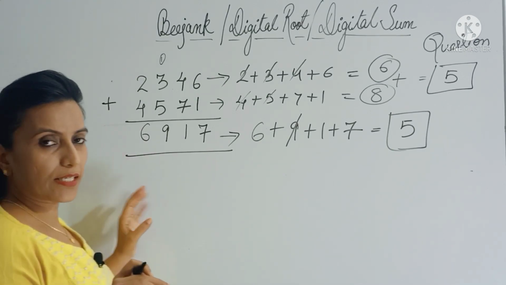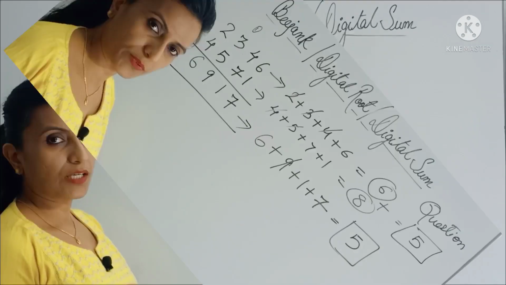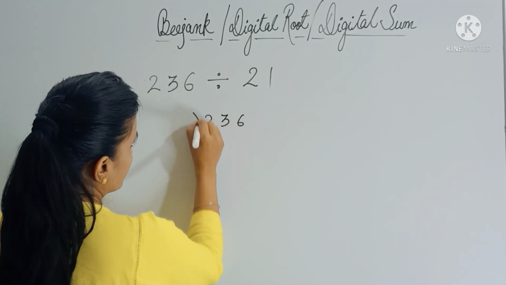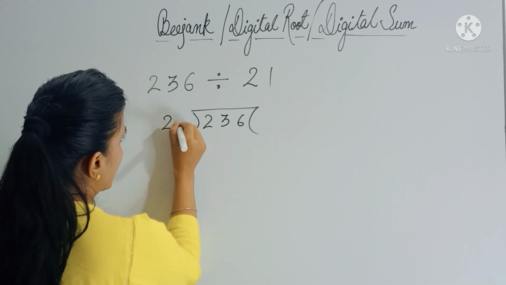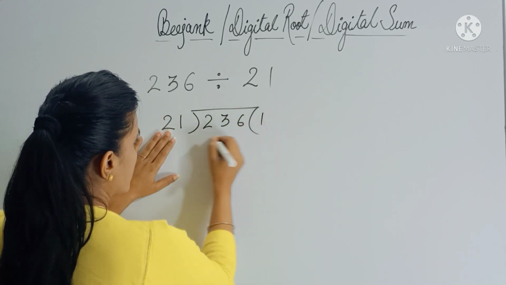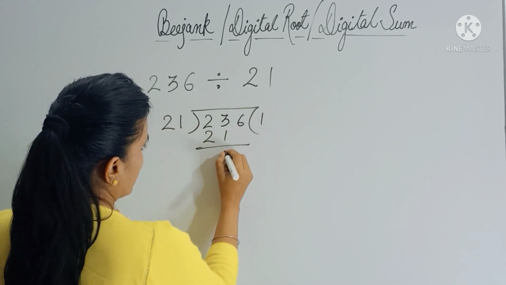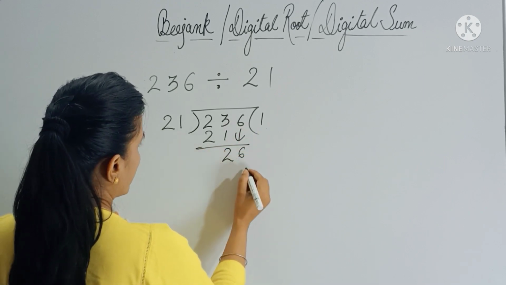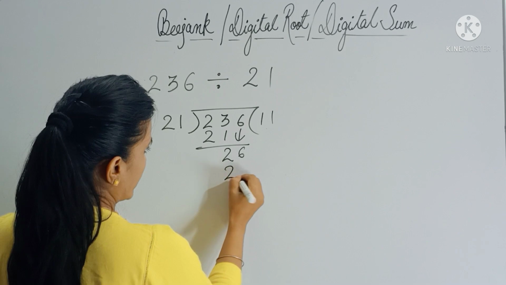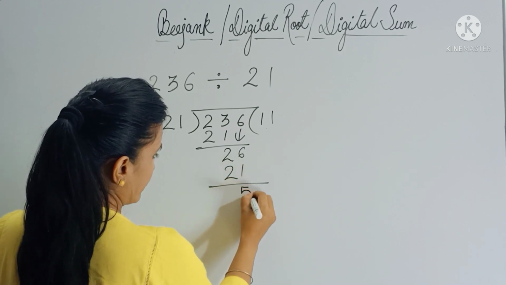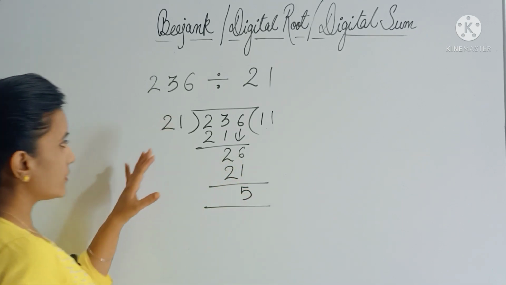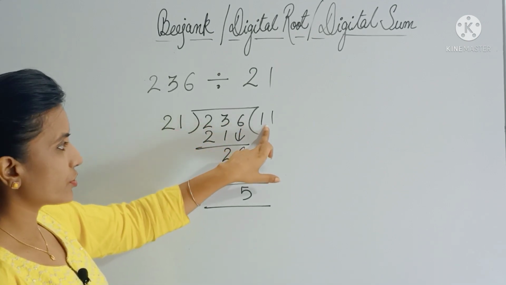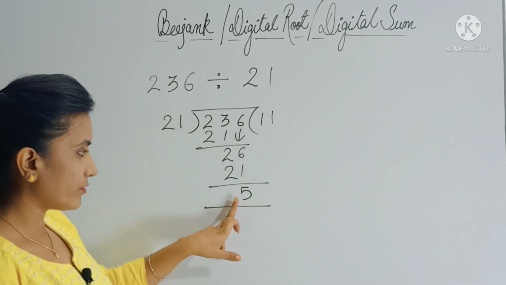Okay. Now let's see in division how we use Bijank. Here let's divide 236 by 21. So 21 ones are 21. Remainder is 2. Bring down the 6. Now 21 ones are 21. So remainder is 5. Okay. Here my divisor is 21. Dividend is 236. Quotient is 11. And 5 is the remainder.